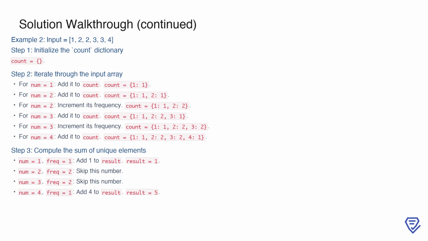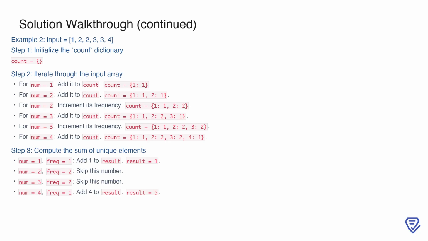Then we process the number 3, adding it to the dictionary with a frequency of 1, so count becomes {1: 1, 2: 2, 3: 1}. Another 3 appears, so we increment its frequency, updating the dictionary to {1: 1, 2: 2, 3: 2}. Finally, we process the number 4, adding it to count with a frequency of 1, resulting in {1: 1, 2: 2, 3: 2, 4: 1}.